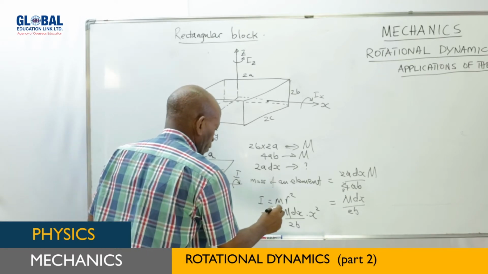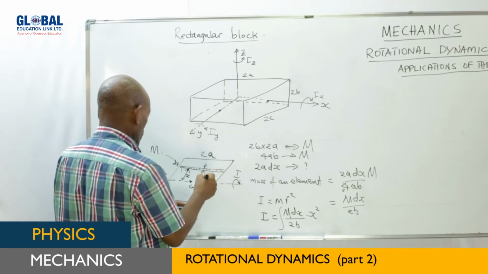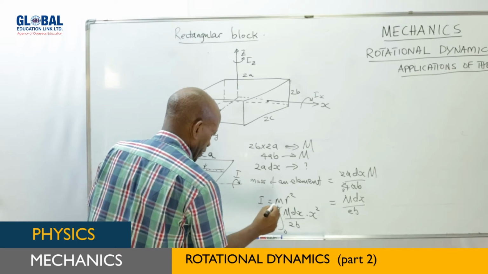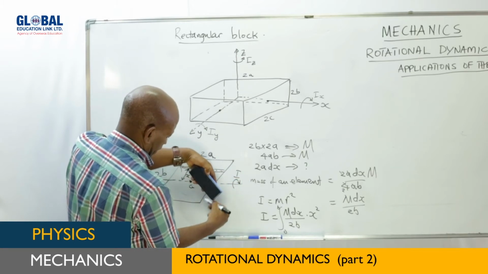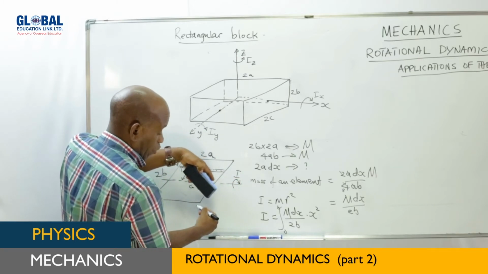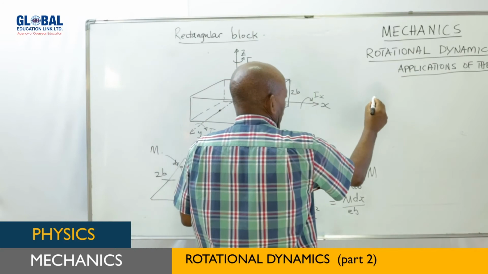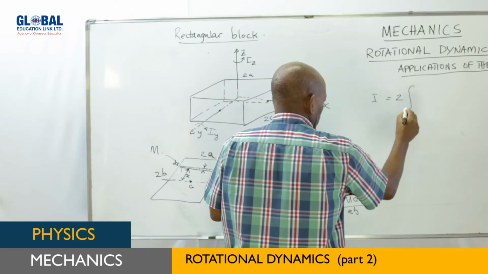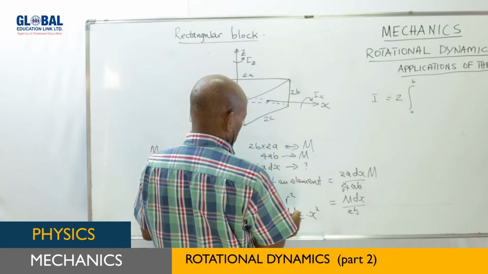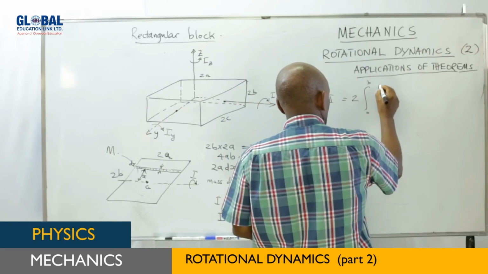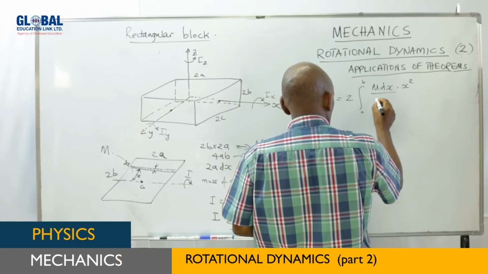So you just integrate this from this part to that part, a distance equal to b, so from 0 to b. But having obtained the moment of inertia of this part, there is another equal length on the other side, so you need to multiply by 2. So the moment of inertia I will be equal to 2 times the integral from 0 to b of that expression. Remember, let me write first: I have m dx times x squared over 2b.